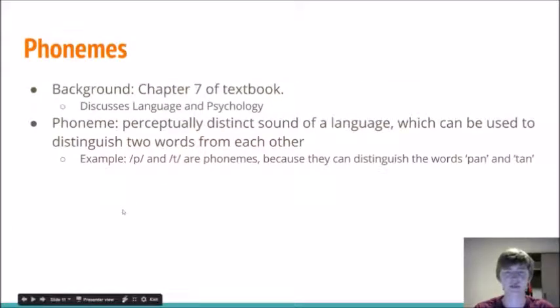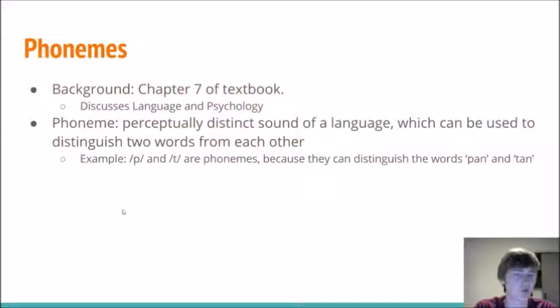All right, so let me briefly try to explain what this has to do with introductory psychology. If you read chapter 7 of our textbook, it discussed how psychology applies to language. And sound symbolism is inherently a psycholinguistic phenomenon. Basically, it's how our brain interprets the sounds at a phonemic level. So one thing you need to understand for the rest of this talk is what a phoneme is. A phoneme is a perceptually distinct sound of a language which can be used to distinguish two words from each other. So for example, P and T are phonemes because they can distinguish the words pan and tan.